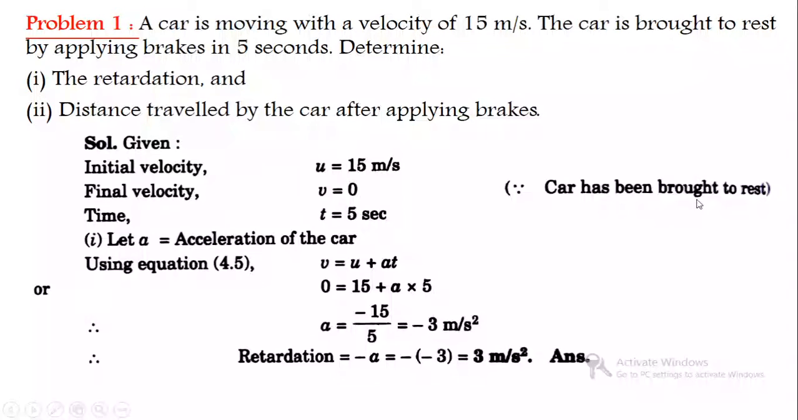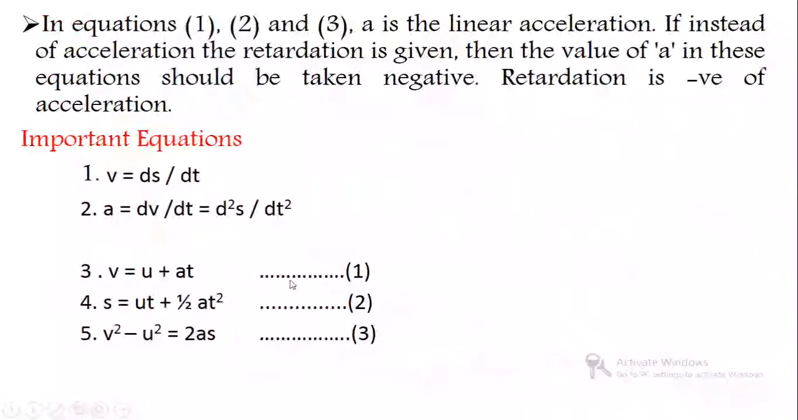The car has been brought to rest. In the rest position, the car does not have any velocity. So final velocity v equal to 0. And time, what is the time taken to stop the car? Okay, t equal to 5 seconds. First we have to find the retardation. Let's take a as the acceleration of the car, using equation 1. From this equation we have to find the acceleration, given the final velocity, initial velocity and time.